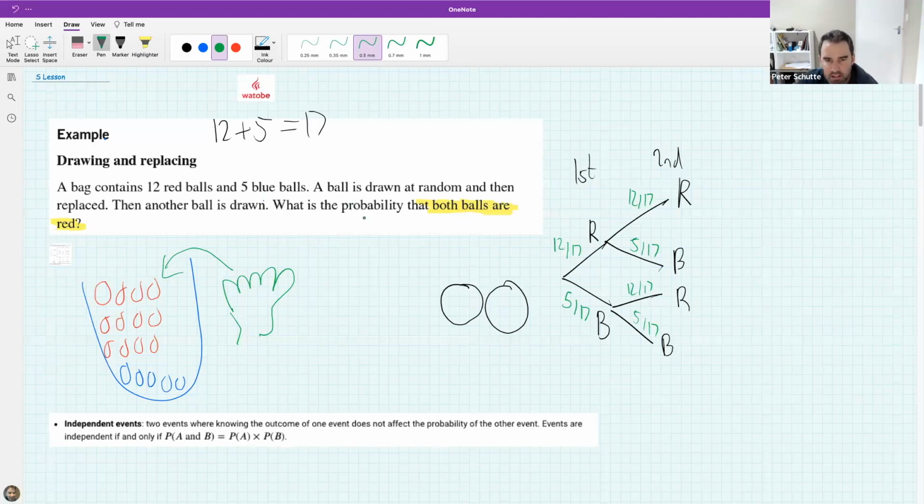Now, what is the probability that both balls are red? For both balls to be red, I would have to get a red on the first go and a red on the second go. What is that number going to be? The probability of getting a red followed by a red. Pop it in the chat there.